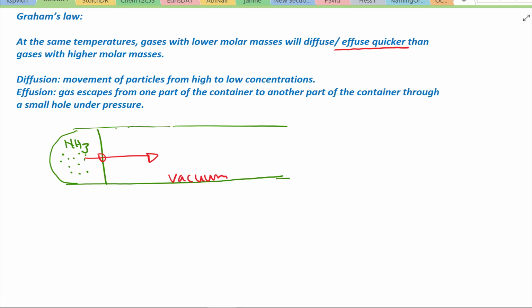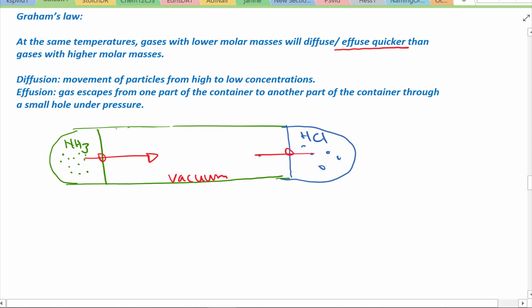How do you know about this one? You need to have another gas, something like HCl. So hydrochloric acid gas, on the other side, you punch a hole and release it into the vacuum. So what's going to happen? The molar mass of ammonia is 17 and HCl is about 36. So HCl is heavier and ammonia is lighter. What happens?